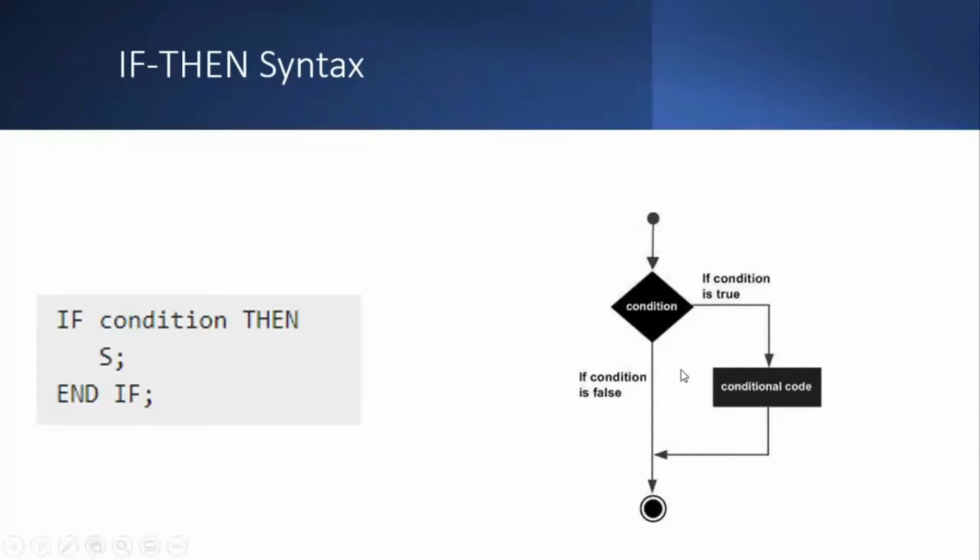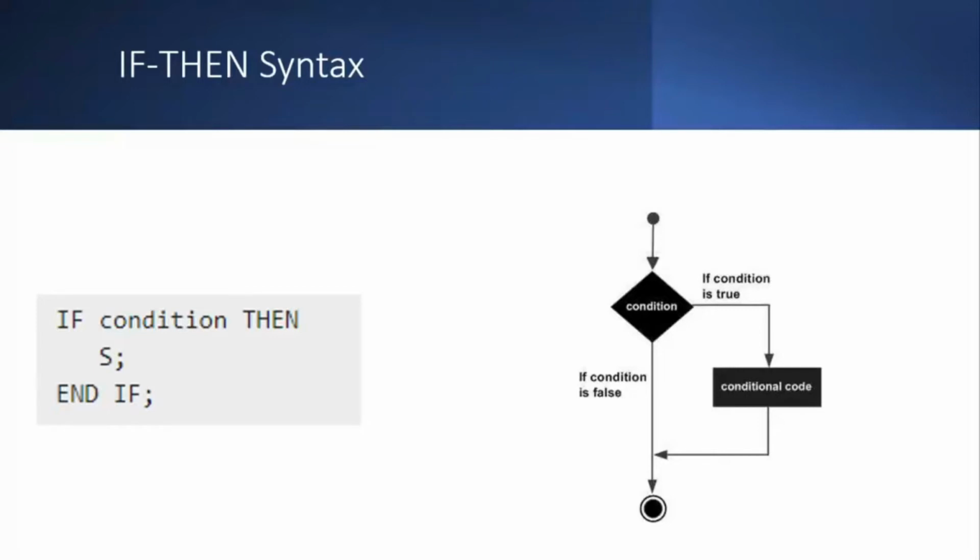If we explain using the diagram, you can see the start, then we validate the condition. If the condition is true, the conditional code executes. If the condition is false, then without executing that code, we go to the end point. So that is the if-then syntax.